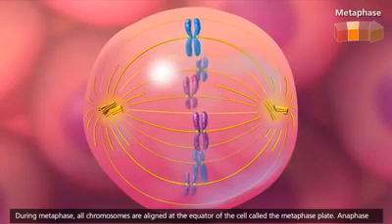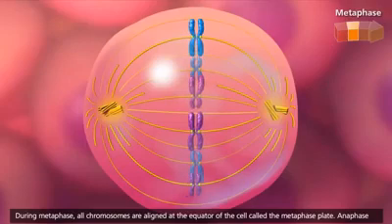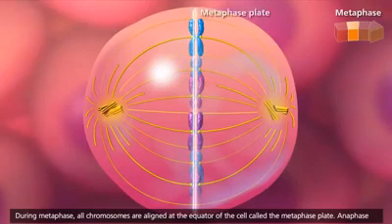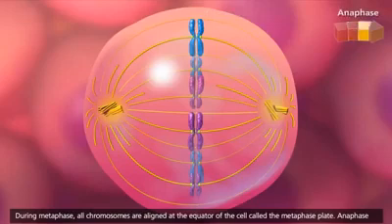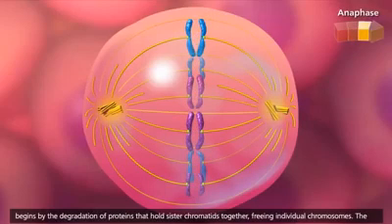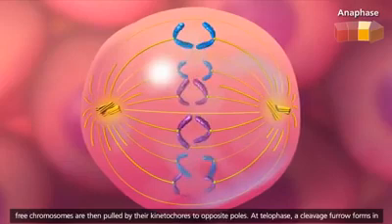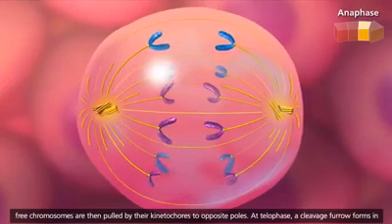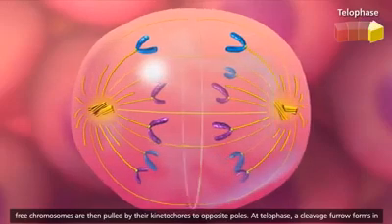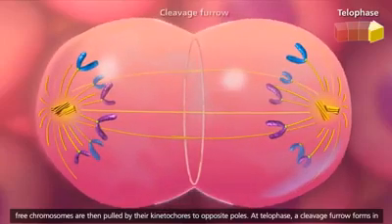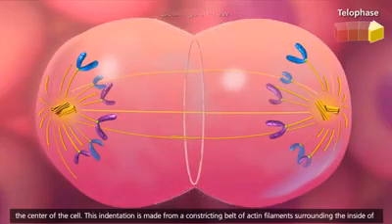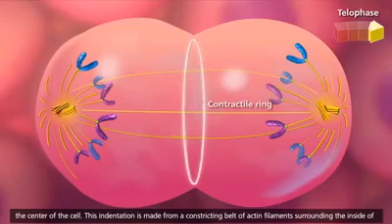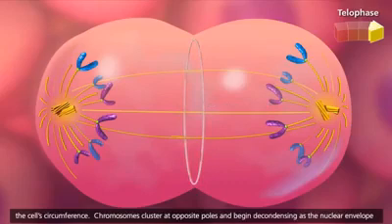During metaphase, all chromosomes are aligned at the equator of the cell, called the metaphase plate. Anaphase begins with the degradation of proteins that hold sister chromatids together, freeing individual chromosomes. The free chromosomes are then pulled by their kinetochores to opposite poles. At telophase, a cleavage furrow forms in the center of the cell. This indentation is made from a constricting belt of actin filaments surrounding the inside of the cell's circumference.